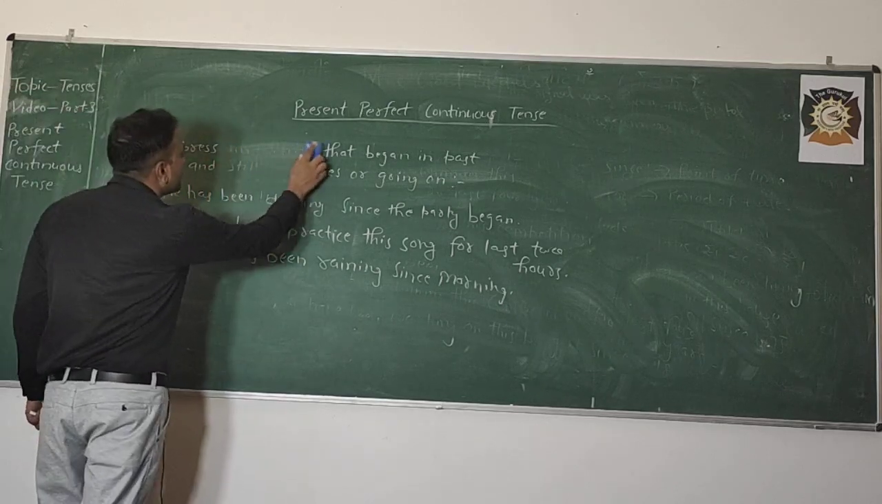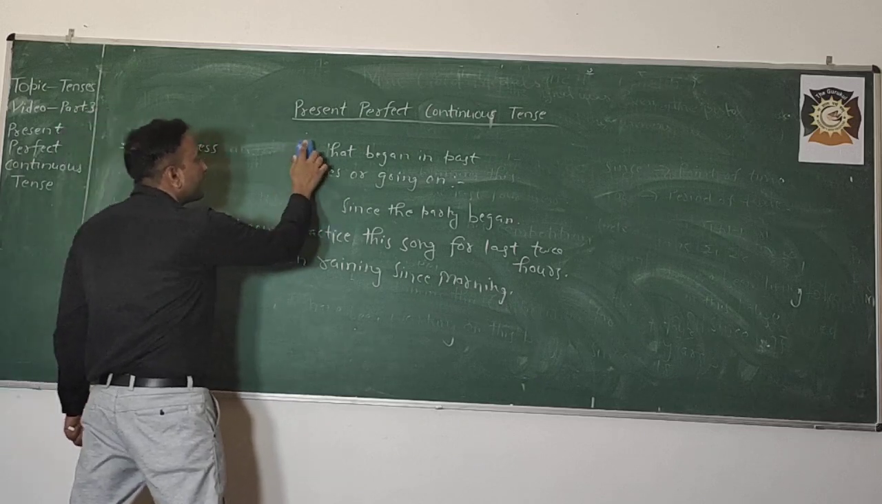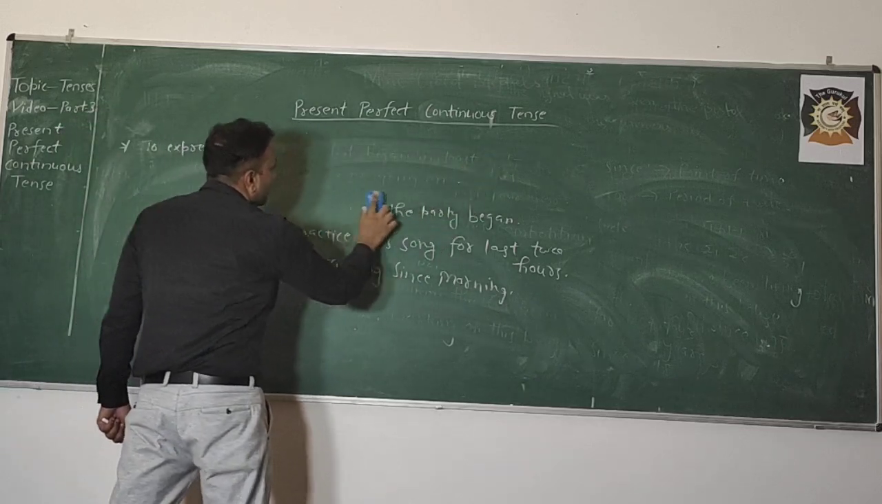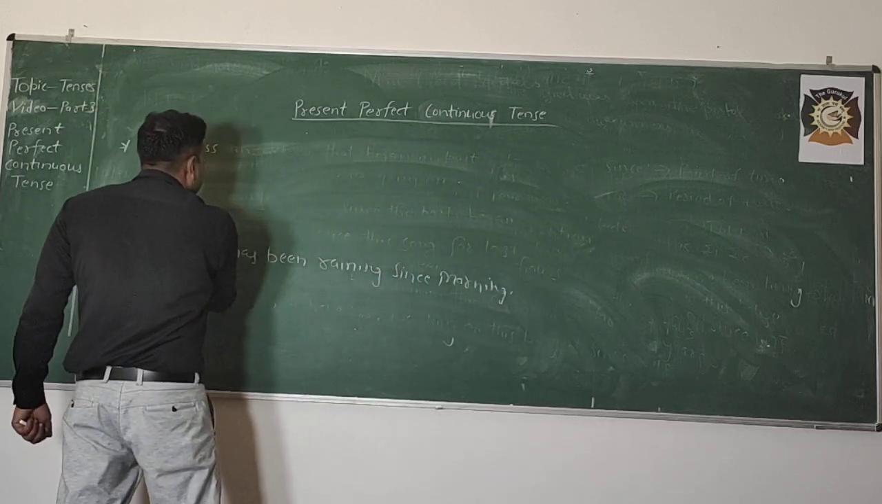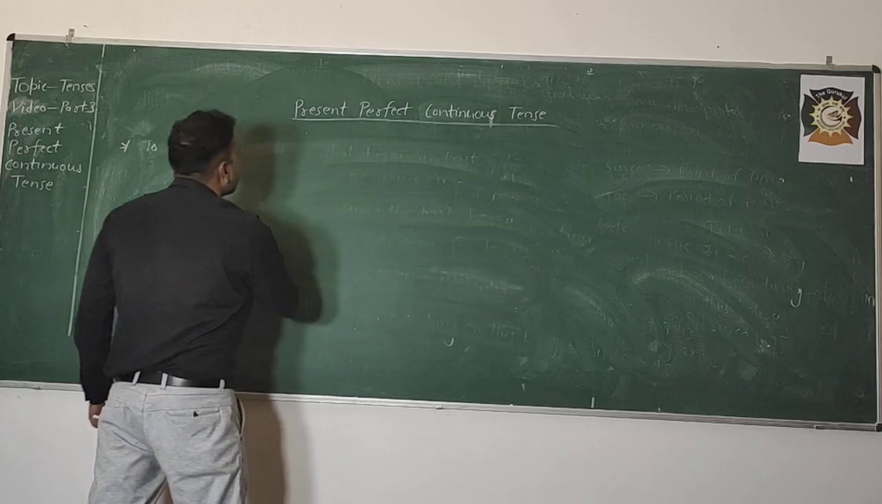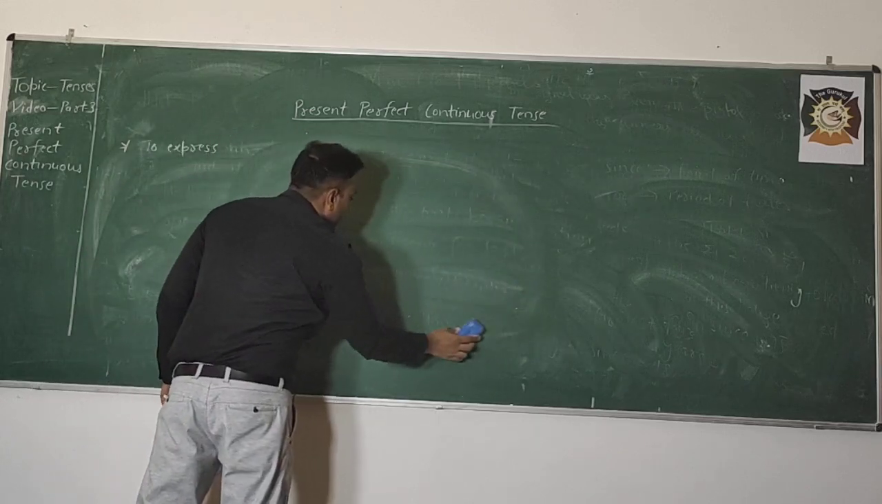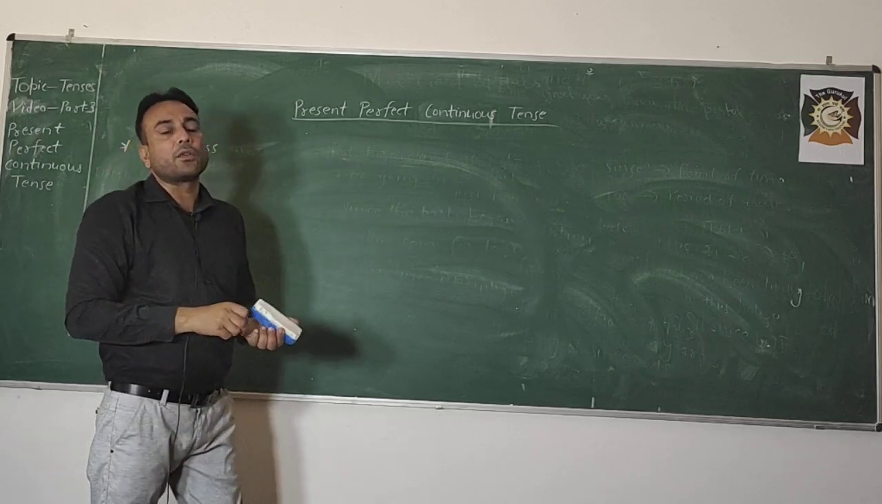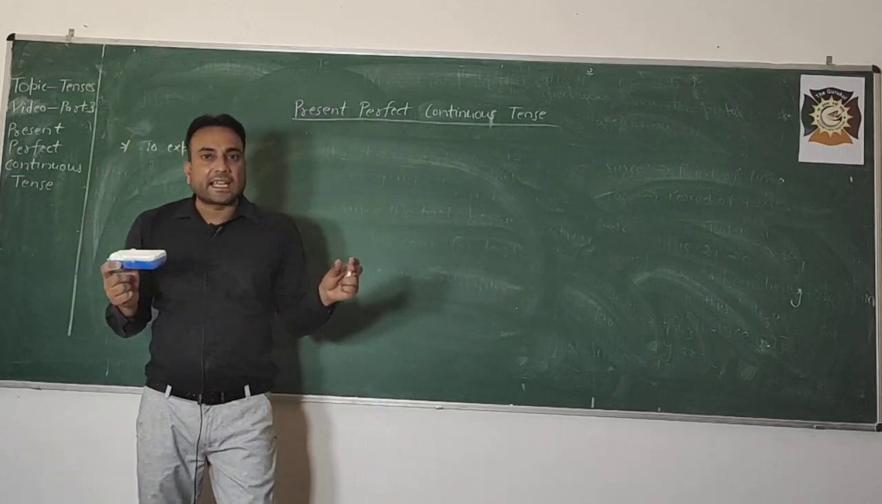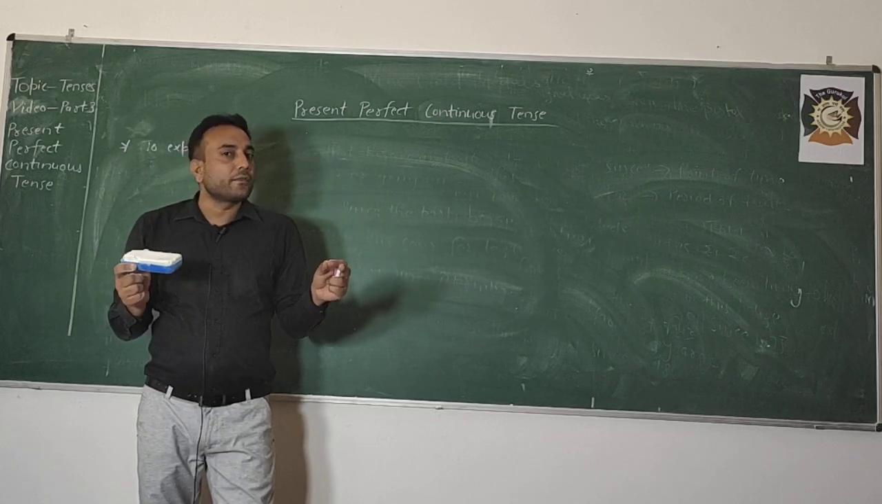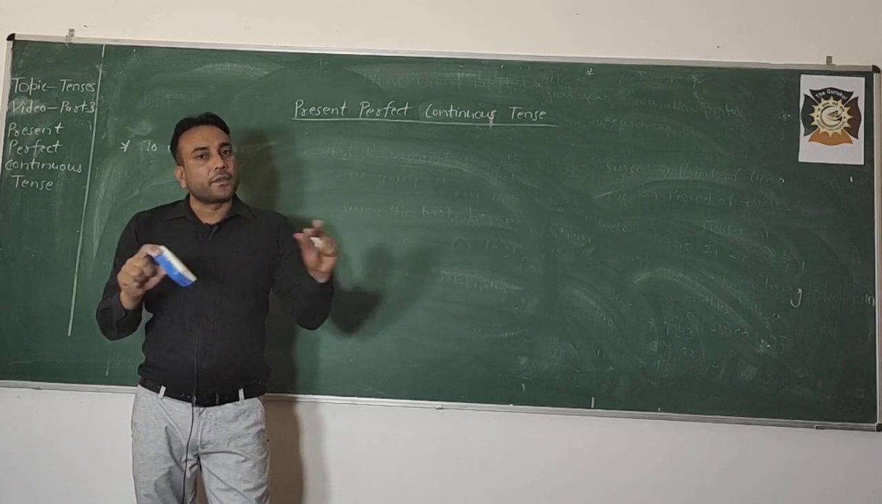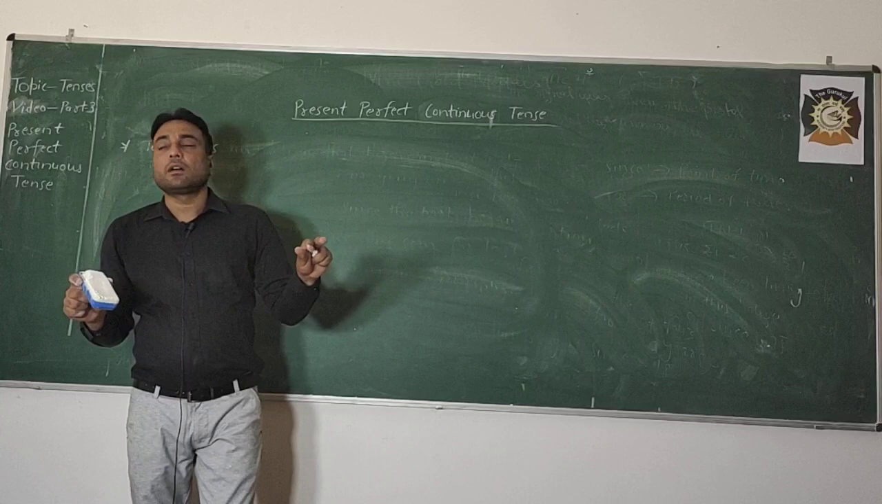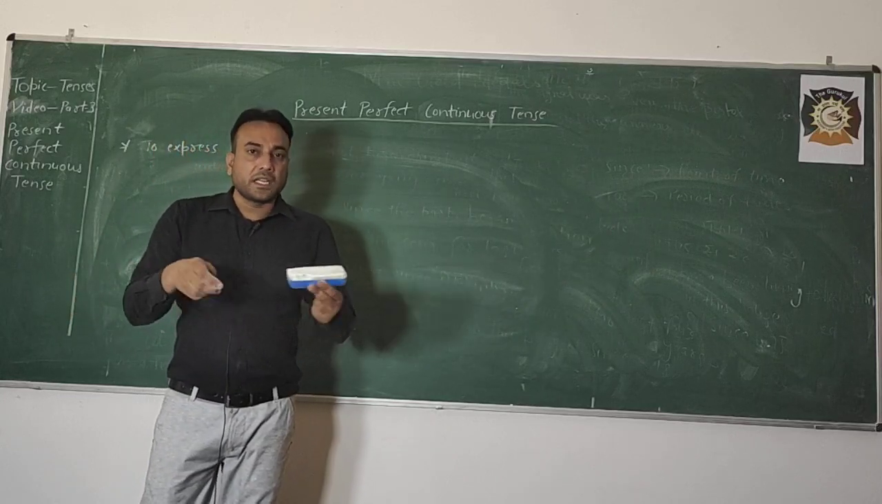Now we will come to the next use of present perfect continuous tense. So I think you all are getting it. When you will see the video, everything will be clear to you. So next use of present perfect continuous tense is to express an action which is already finished, completed, but whose effect or result still persists.